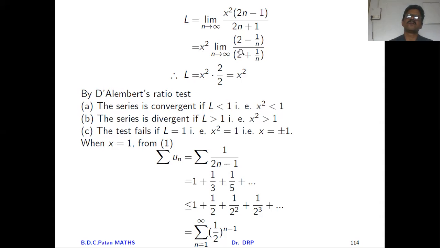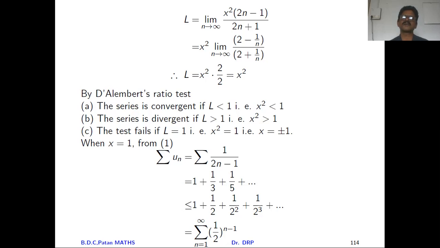And friends, the limit of the second term as n tends to infinity, in the numerator as well as in the denominator, tends to 0. So its limit will be 2 upon 2, that is 1. So L equals x square. Now here we will put the conditions on x square.